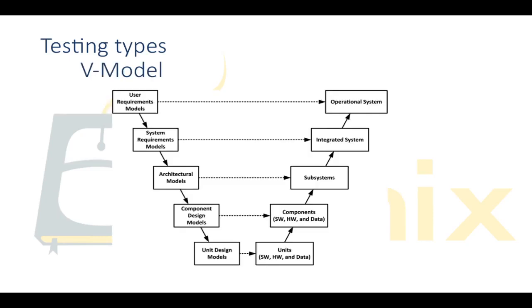Now we have particular testing models. As you can see, we have the V model here, which down one side matches user requirement models to operational system requirement models to integrated system, architecture models to subsystems, component design models to components, switches, hardware, data, etc. And unit design models to units, software, hardware, data, etc.